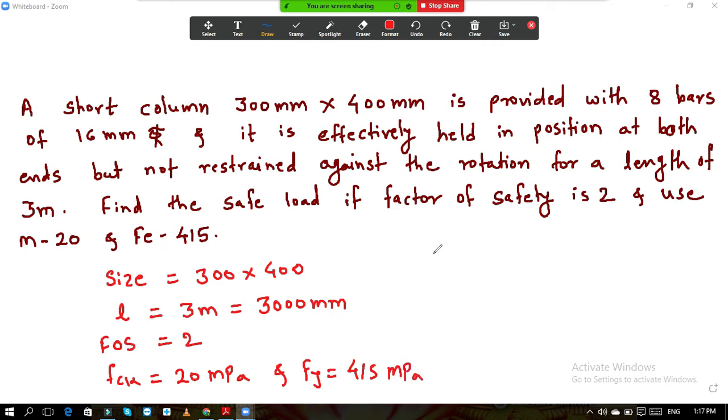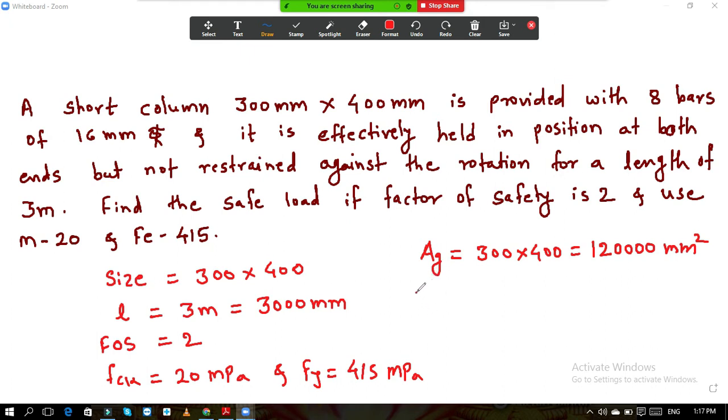Apart from this, we can calculate the gross area now. Gross area Ag is equal to 300 into 400, which is equal to 120000. Please check the calculation on calculator if any zero is missing. So this is our gross area of the column.